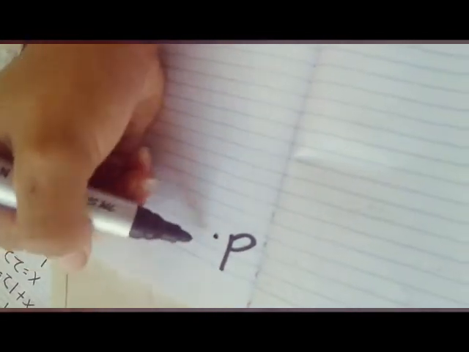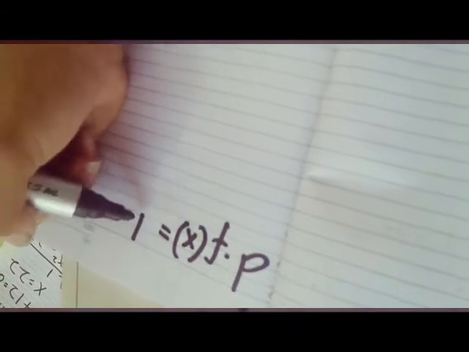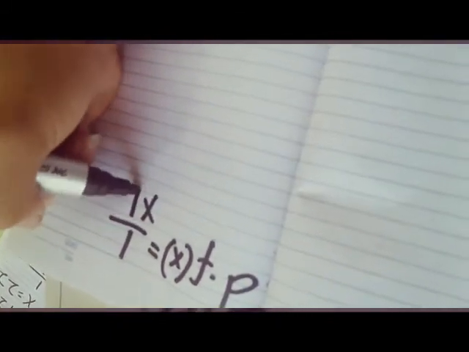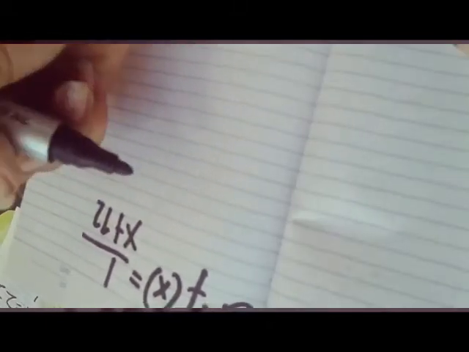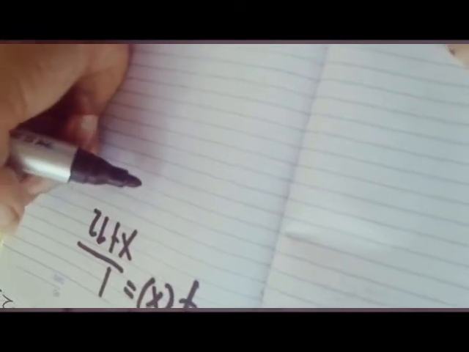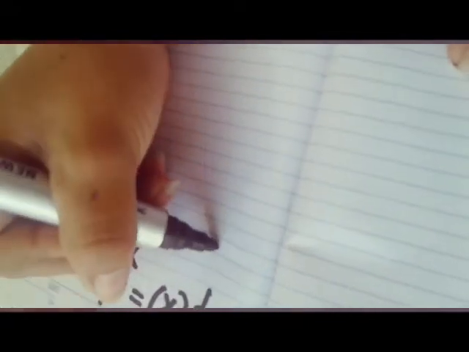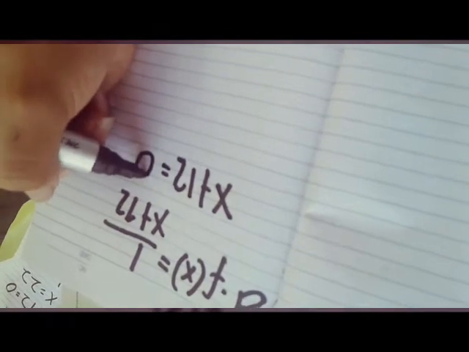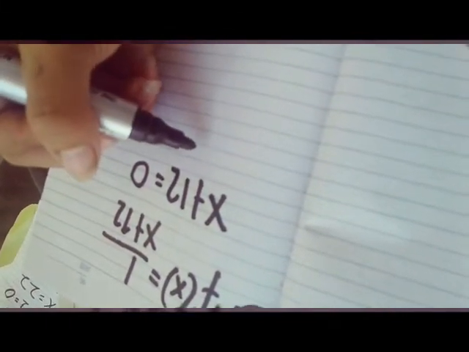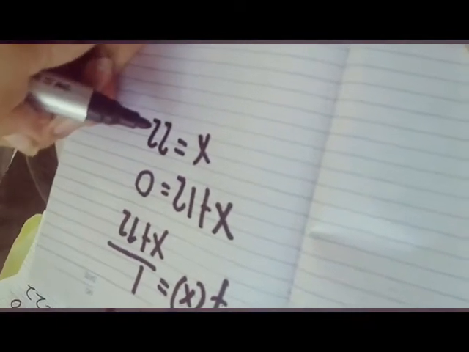Through the example, f of x is equal to 1 over x plus 12. We should get 0 for the denominator to get the value of x. x plus 12 is equal to 0, and the value of our x is negative 12.